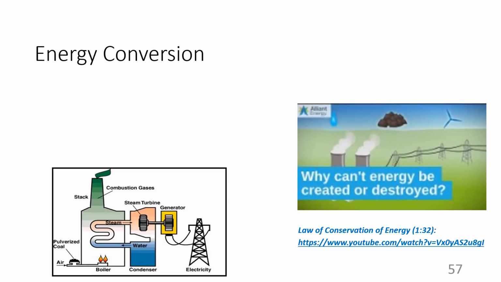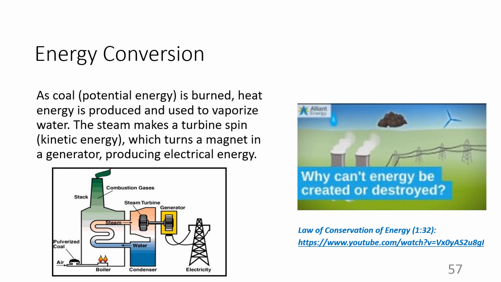An example of an energy conversion is a power plant. So a coal-powered plant will start with burning the pulverized coal, and you're taking the potential energy in the chemical bonds of coal, and when you burn it, it's an exothermic reaction, so heat is produced, so that energy is changing from potential energy to heat energy.